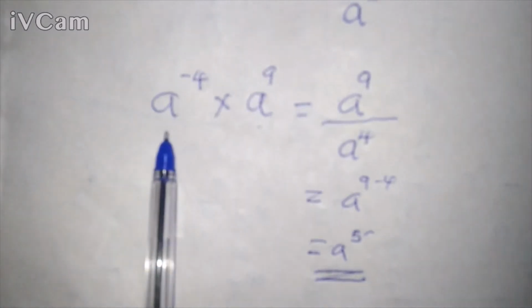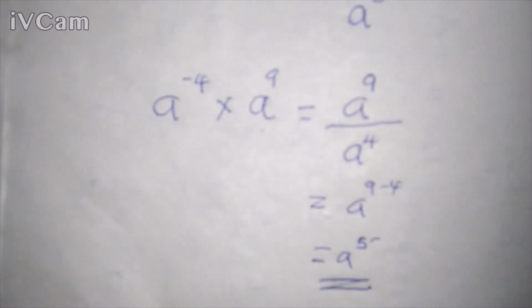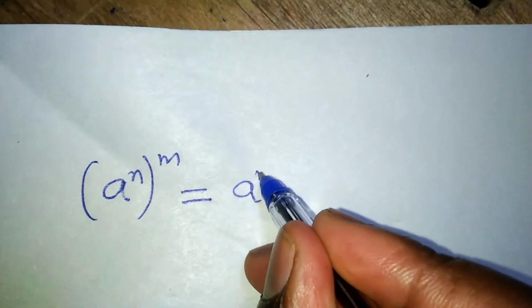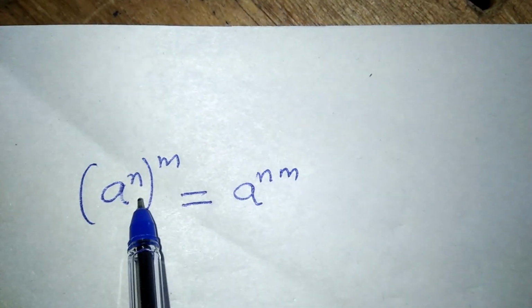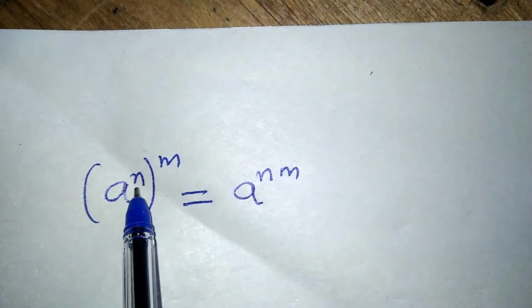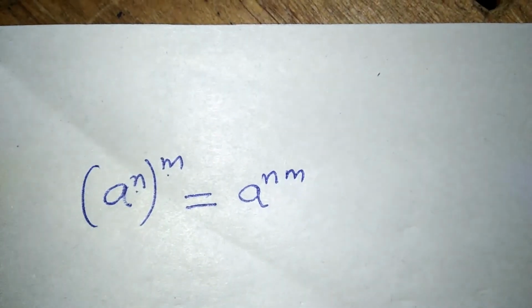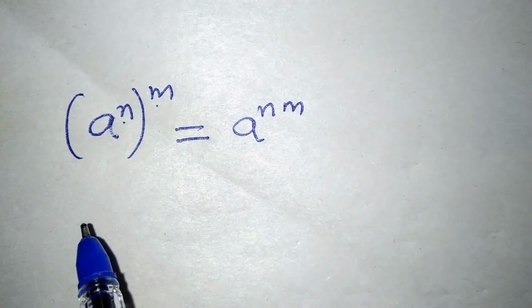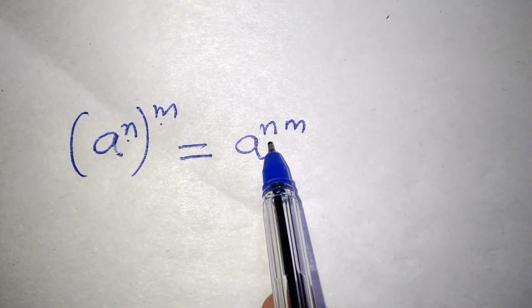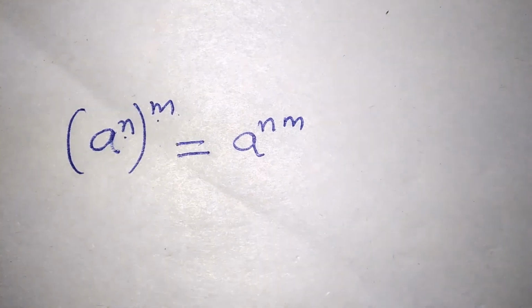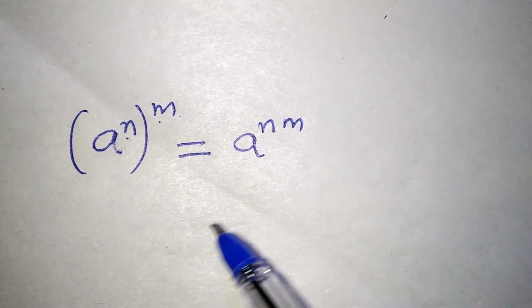It is very easy if you already know the laws of indices that you're going to work with. Another law of indices is written as a^n raised to m, which is given as a^(nm). So this one says that when you raise a power to a power, you multiply the powers. When you raise a power to a power, you simply multiply the powers so that you get n times m, which is equal to a^(nm).